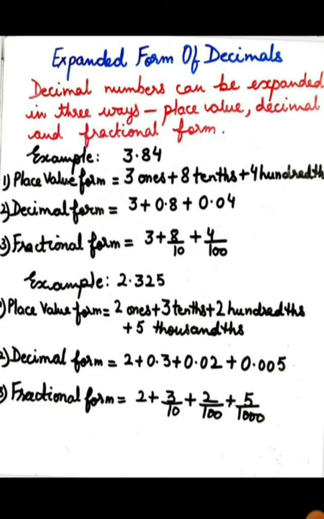Now according to decimal form, you will write 2 as the same, plus. Now for 3 you will write 0.3, and for 2 you will write 0.02, and for 5 you will write plus 0.005. Now according to fractional form, you will write 2 as the same, plus the first is tenths, so you will write 3 upon 10, plus the second is hundredths, so you will write plus 2 upon 100. Now the third is thousandths, so you will write plus 5 upon 1000.